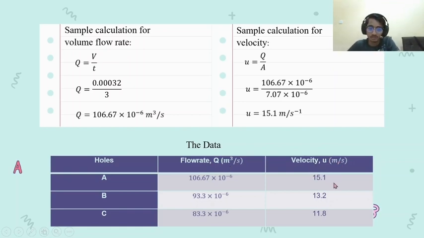And the velocity for hose A is 15.1 meter over second and 13.2 meter per second for hose B, and for hose C 11.8 meter over second.